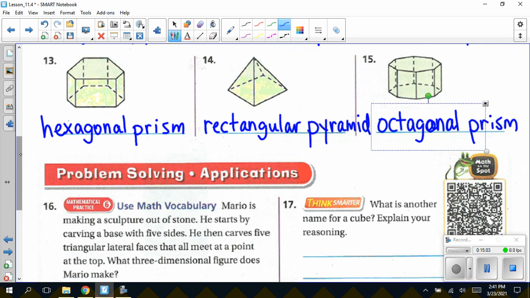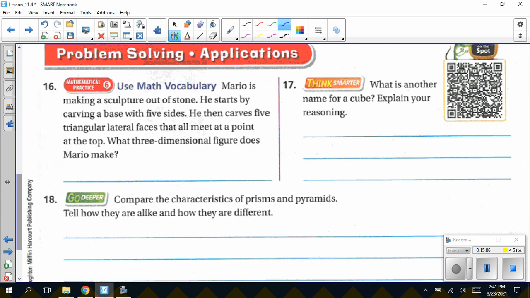Now number 16, it says Mario is making a sculpture out of stone. He starts by carving a base with 5 sides. Then he carves 5 triangular lateral faces that all meet at a point at the top. What 3-dimensional figure does Mario make? Well, I know if it has a polygon that has 5 sides, it's a pentagon. So pentagonal. And then it has triangular lateral faces. So the only solid figure that has triangles for all of the lateral faces is a pyramid.